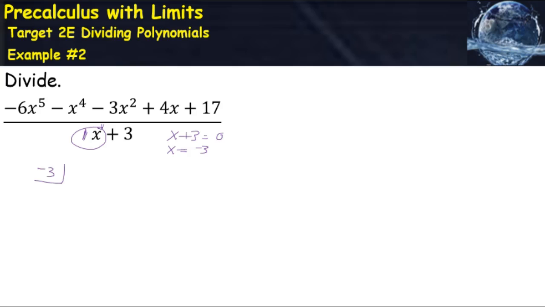Now I have to write my coefficients. So I have an x to the 5th and x to the 4th, but look at that, no x to the 3rd. So I need a placeholder of 0x cubed here. Then I have x squared, x to the 1st, and then a constant. So now I just put in the coefficients: 6, negative 1, 0, then negative 3, then 4, and then 17.